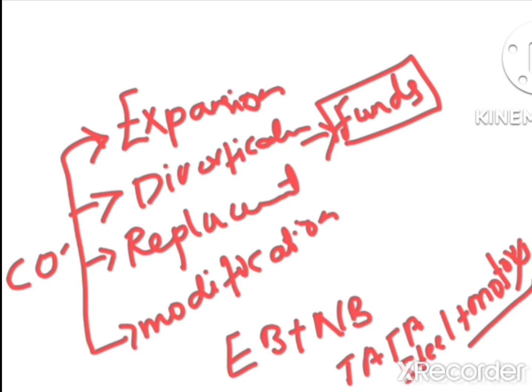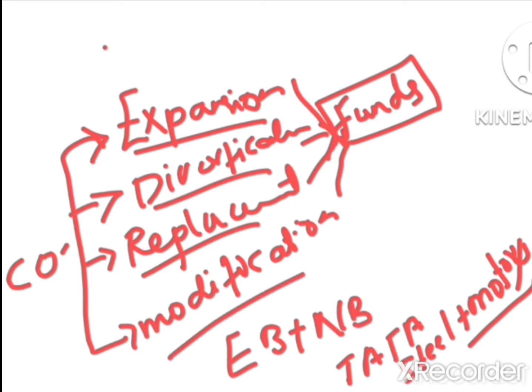Next is replacement. Suppose in your factory or industry, some plants and machinery got outdated and you want to replace them with new ones. To replace them, what do you require? You require funds, right? Next is modification of business. Modification of business means you want to bring some new changes in your same existing business. To bring the new changes, what do you require? You require funds, right? So all these activities are long-term activities for which you require funds.